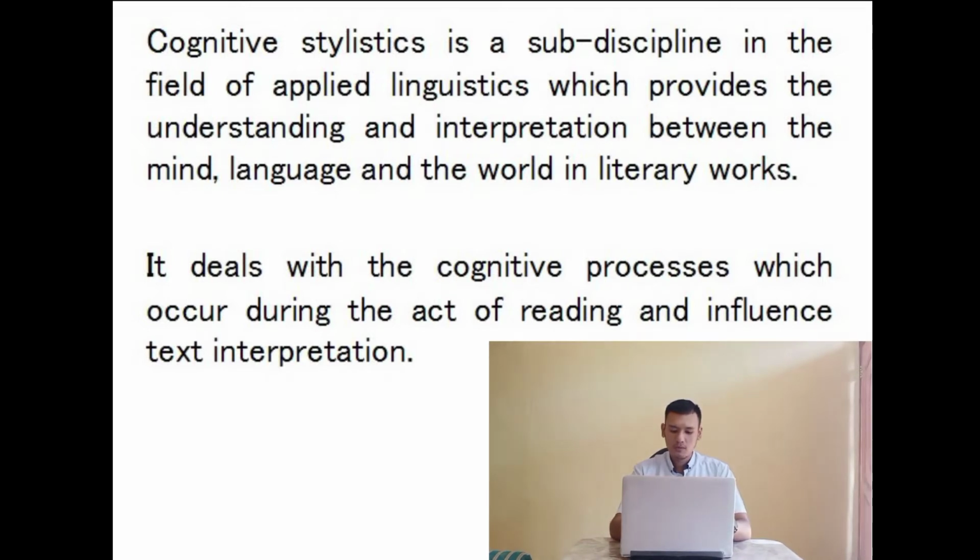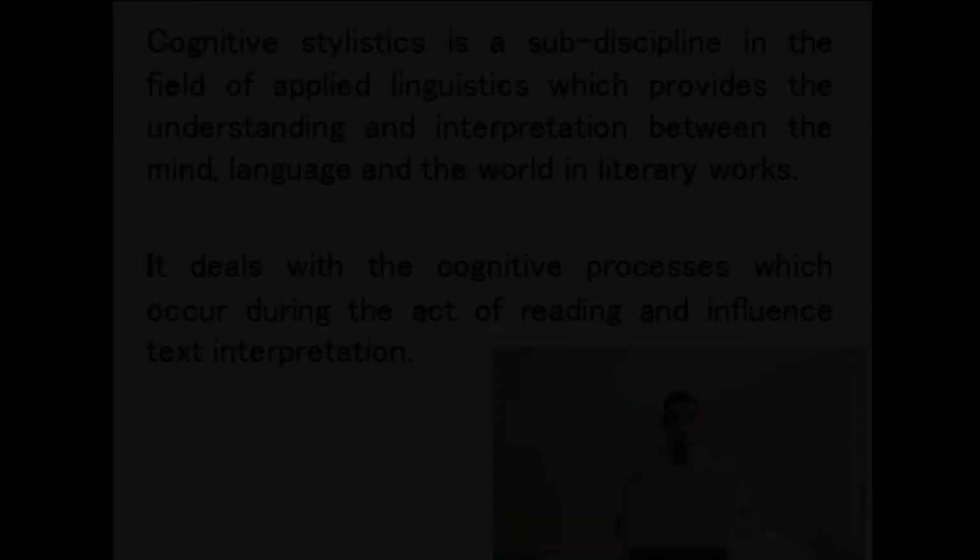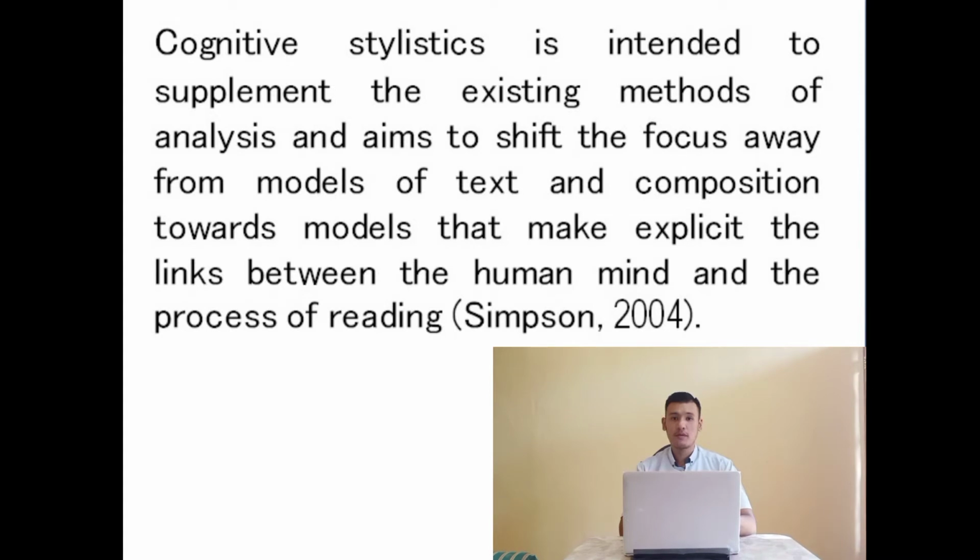So what makes cognitive stylistics somewhat different from other kinds of stylistics is that there is a kind of relationship in the literary works to some cognitive processes or cognitive linguistics elements of it. Every discipline or sub-discipline of a field of study has its own purpose and objectives. Same as cognitive stylistics. What is actually the objective of cognitive stylistics?